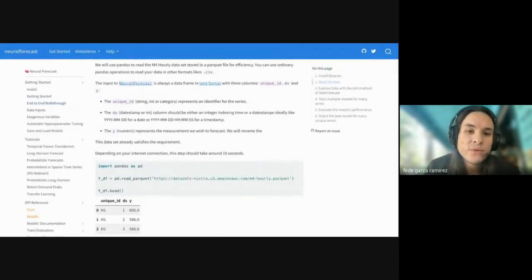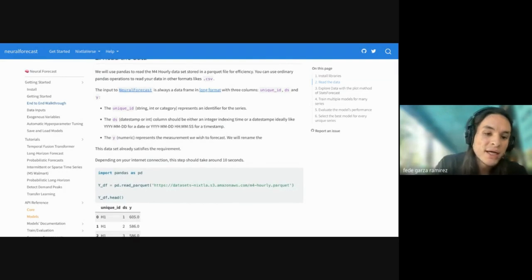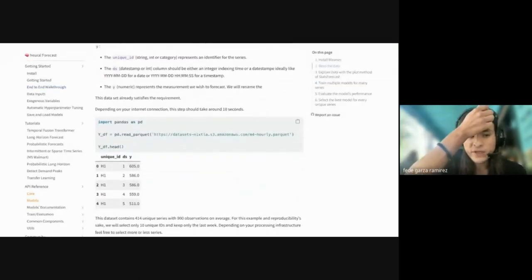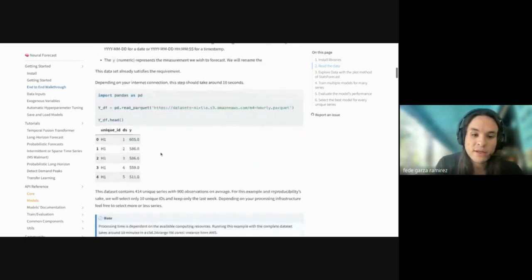The first thing we need to have in mind working with NeuralForecast in particular, and with the Nixtla libraries in general, is the format of the data. In this case, we will be using a subset of the M4 dataset, and in particular the hourly one. The format of the data consists of a data frame with at least three columns: the unique_id, which identifies each of the time series; the ds, which identifies the datestamp or timestamp of the time series; and finally the target variable identified by the y column.